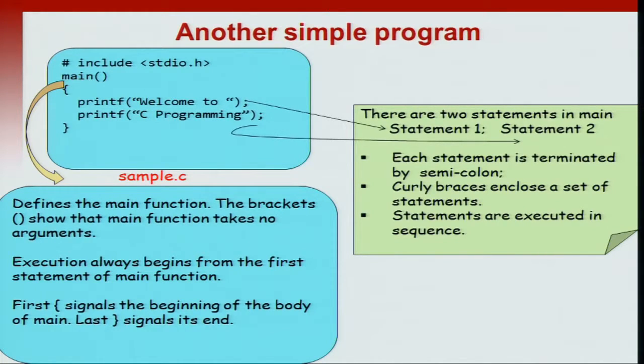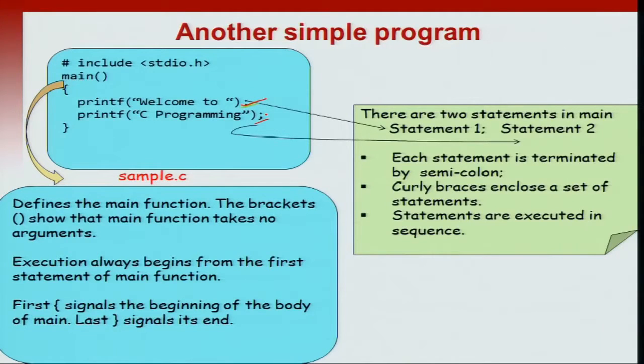Each statement, as I said before, is terminated with a semicolon. So, this is the first semicolon and this is the second semicolon. The first semicolon says that the statement printf welcome to ends at that point and then followed by the second statement, and the second statement is also terminated by a semicolon. Every statement in C is terminated with a semicolon. Curly braces enclose a set of statements and each statement in a sequence is executed in the exact sequence that we wrote in the code.